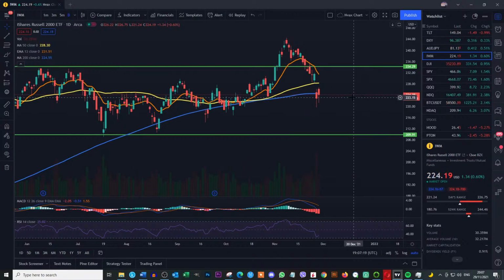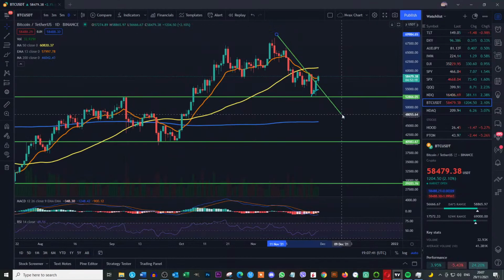Of course we know that the Russell or these shares are very low, and also their valuation is very low, so there are still great opportunities if you're coming now into the market.